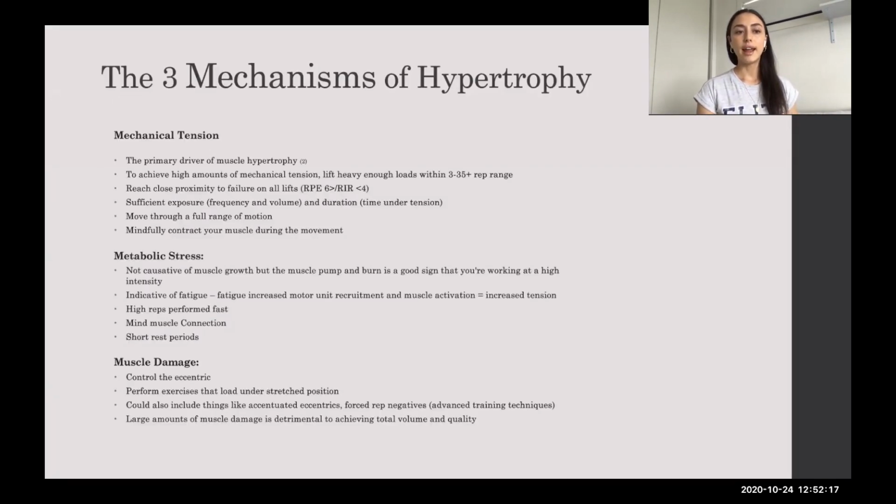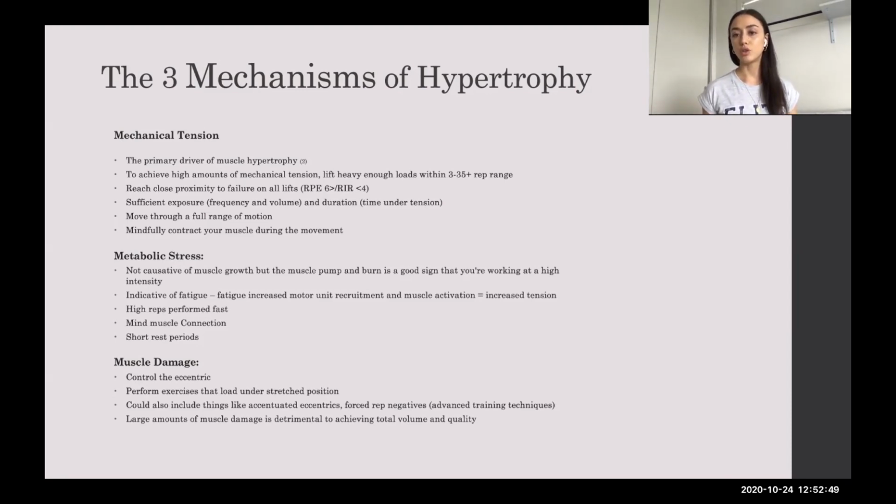So now looking at how we weave them into programming and what their place is in hypertrophy for the glutes. Mechanical tension is the primary driver of muscle hypertrophy. This is the number one in terms of these three factors. In order to achieve a high amount of mechanical tension, we need to be lifting heavy enough loads within the 3 to 35 plus rep range. So that's a huge rep range.